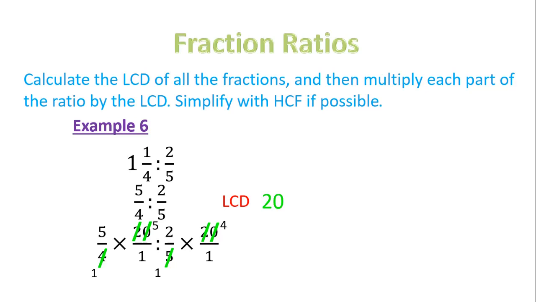Now unfortunately I can't fit it on the bottom as you should. I'm going to move just to the right hand side. So 5 times 5 is 25. 2 times 4 is 8. Now, is there a highest common factor for 25 and 8? No, there isn't. Well, there's a highest common factor of 1, and so my ratio is fully simplified at 25 to 8.